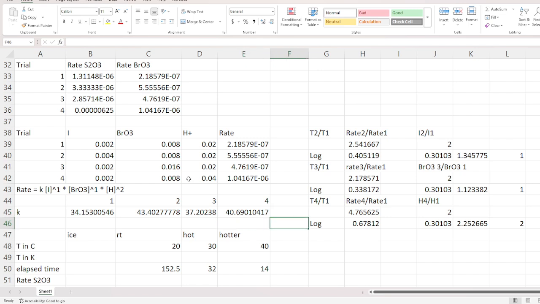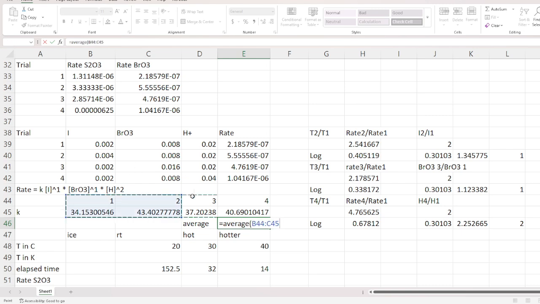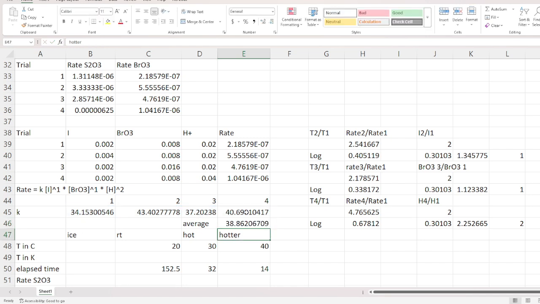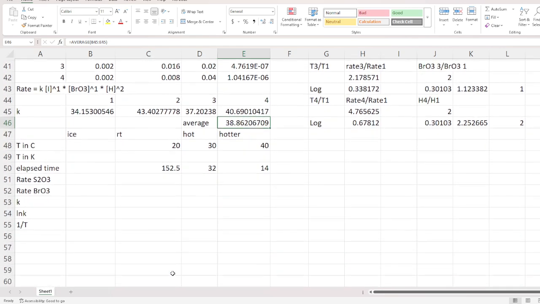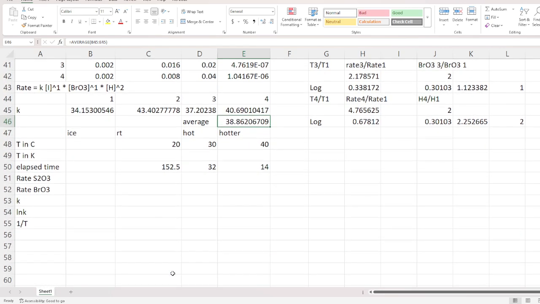So my average k is going to be equal to average, and I'm going to highlight these. Now I have 4 values, and I can do the average perfectly. So my average k is 38.86. So that is essentially the math you're doing for part A.